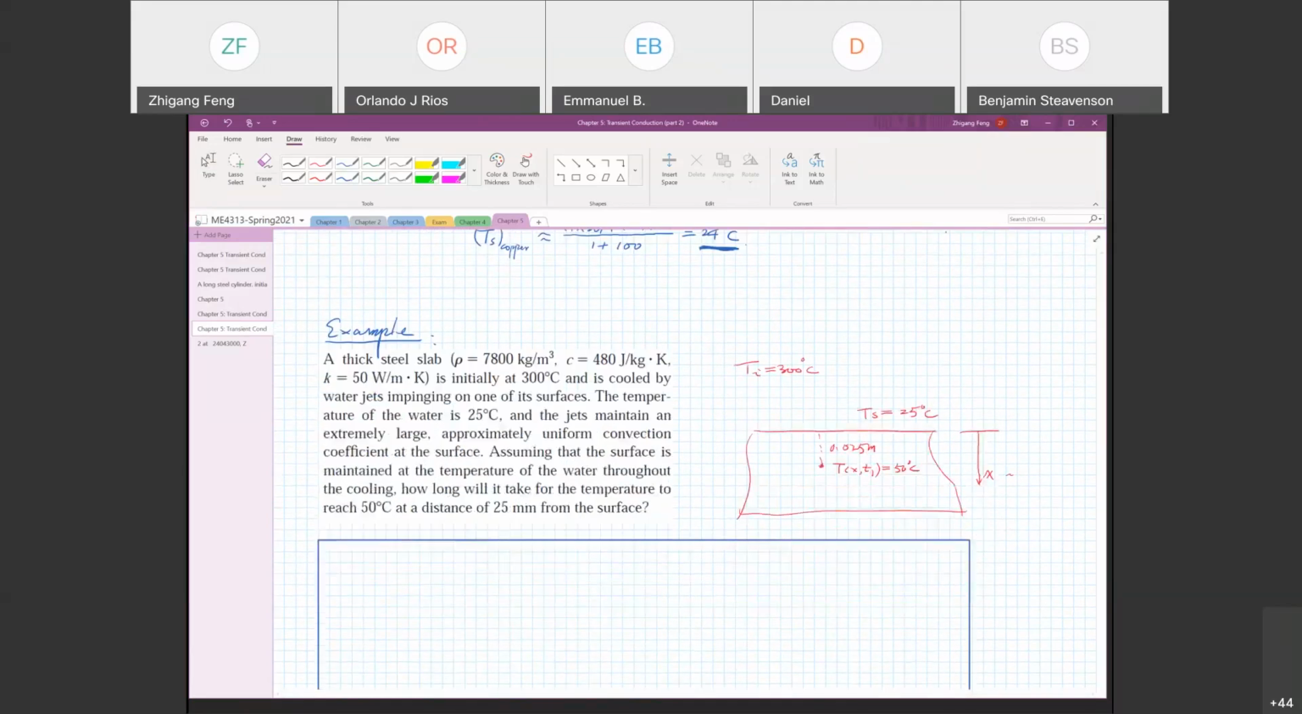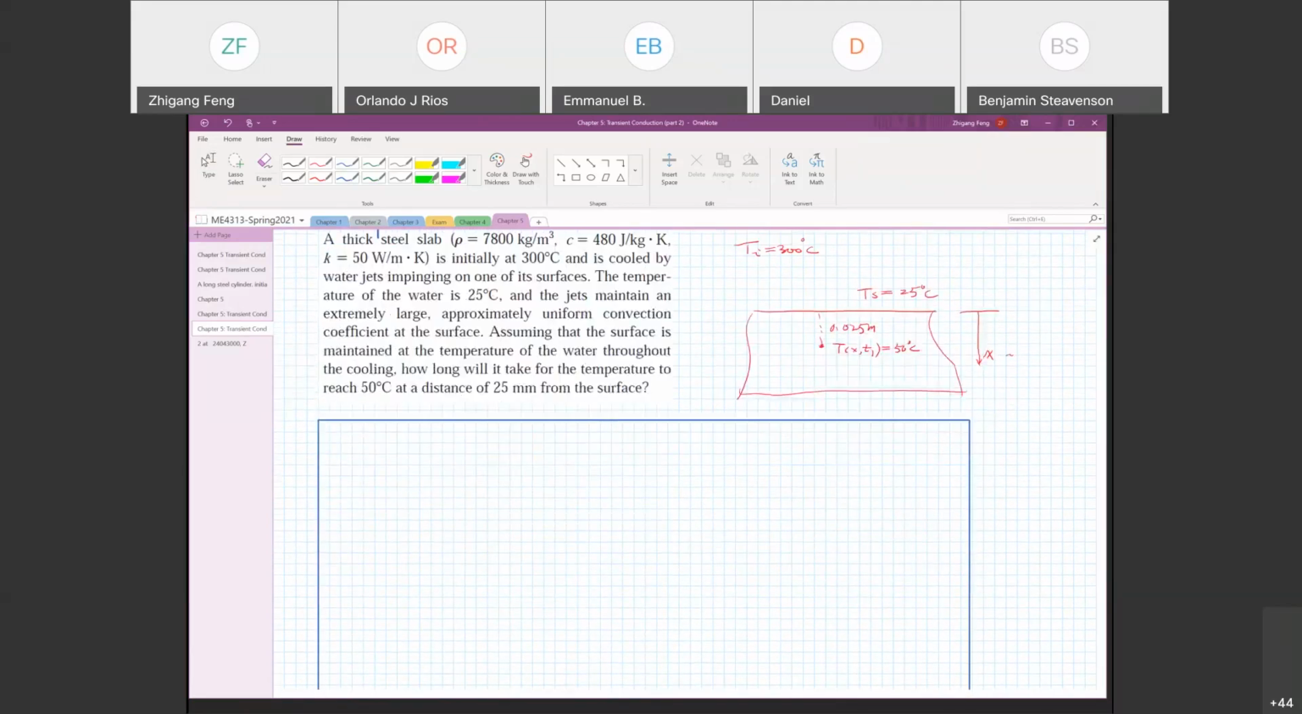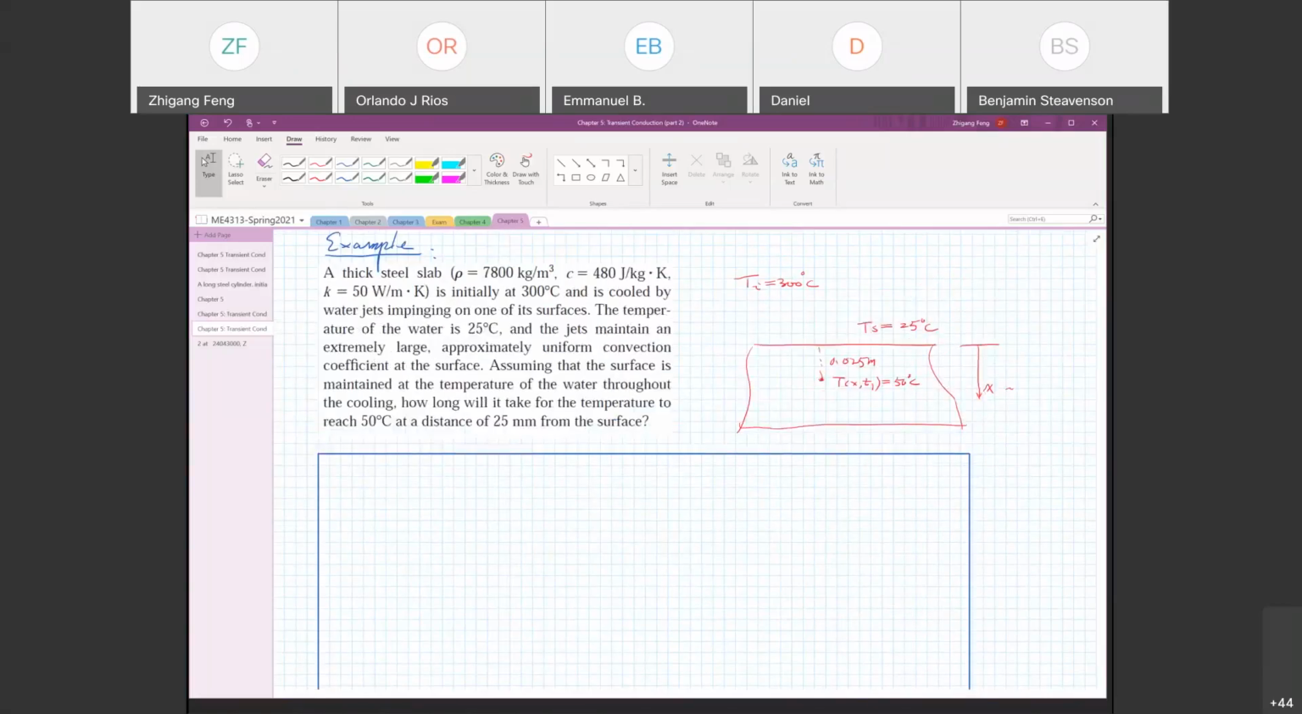I have 3 minutes left, so let's see if we can solve this example. Let's look at the problem statement. So a thick steel slab, so this is a steel slab, property given here. Initial temperature T sub i, 300 Kelvin, is cooled by a water jet. So we have a water jet hitting the surface, creating an extremely large convection coefficient. So that tells us we can use a constant surface temperature. And T sub s equals the water temperature, 25 Celsius.